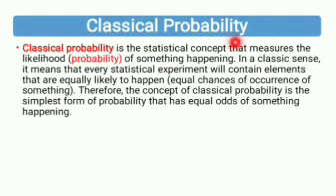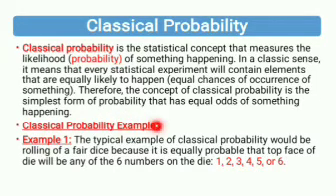Classical probability. Classical probability is the statistical concept that measures the likelihood of something happening. In a classic sense, it means that every statistical experiment will contain elements that are equally likely to happen, that is, equal chance of occurrence of something. Therefore, the concept of classical probability is the simplest form of probability, which has equal odds of something happening. Now, let's look at some examples.